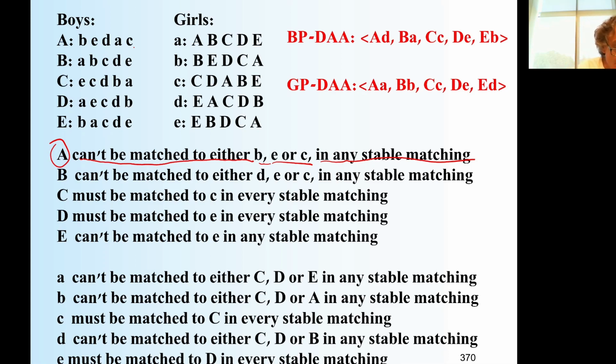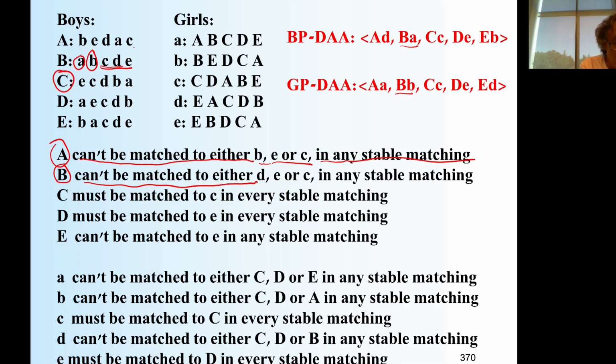Okay, let's go to boy B. Boy B is getting, the best is A, the worst is B. So he cannot get C, D, or E. Boy B can't be matched to C, D, or E. The order is not important. In any stable matching.